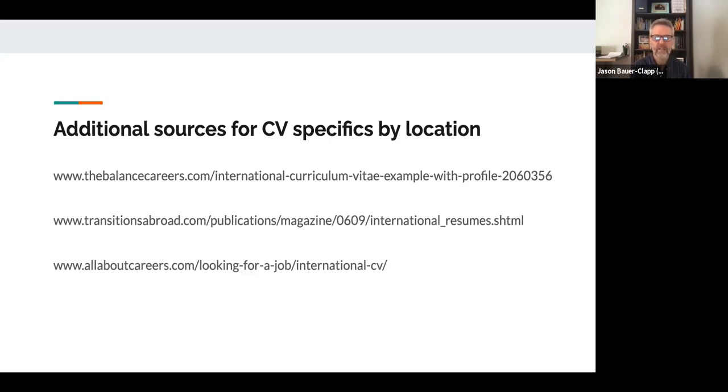Transitionsabroad.com is another nice site that has a lot of good information about people looking for opportunities outside of the US. All About Careers is a long-running career resource that includes some information about job seeking and CVs for international audiences as well. So again, these are by no means the only places to look, but they might be good starting points to expand beyond the other ideas I've shared with you today.